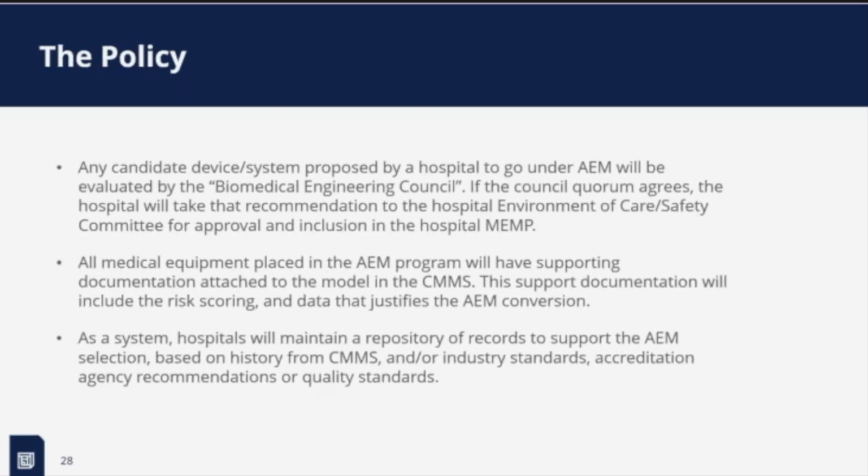Like if you have data that says, hey, we've been performing PMs on this piece of equipment for 5 years, have had 0 failures, have that documentation available as well. And again, maintain a repository of records to support your AEM selection based on your work order history, also industry standards and other recommendations from accreditation agencies. So it could be something outside your organization. It's usually not, but it can be.